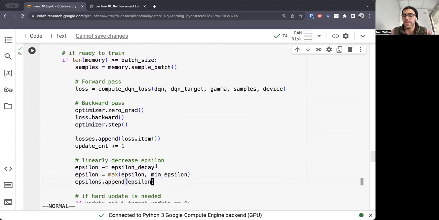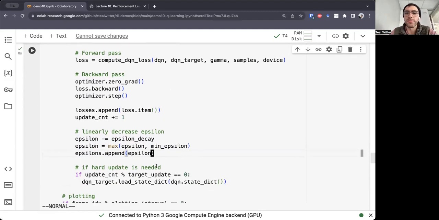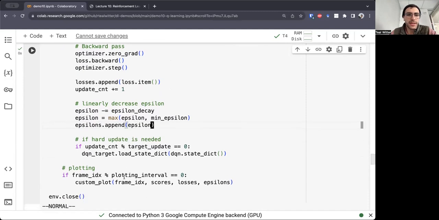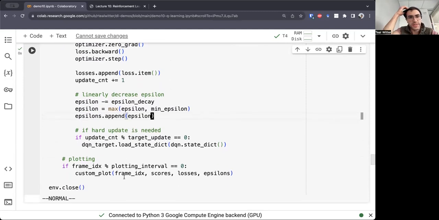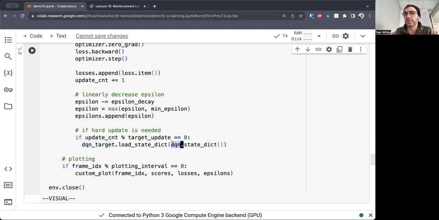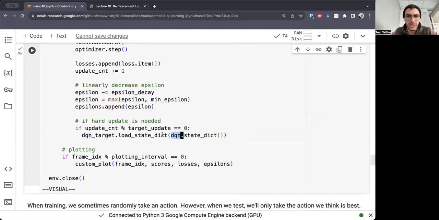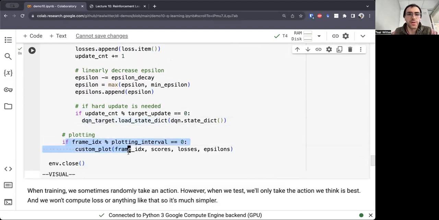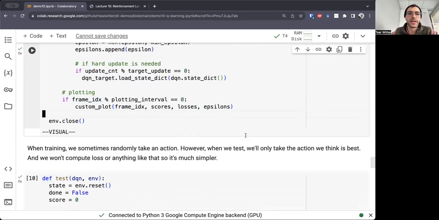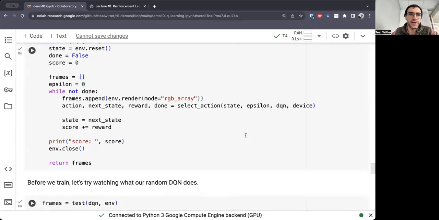So every time we learn a better Q value function, we'll decrease the amount of epsilon that we're using, or we're decreasing the amount of time that we're taking random actions. And then every once in a while we will update our DQN target, the second place the Q value function appears, with everything we've learned for our first Q value function, DQN. And then we'll also plot this every once in a while so that we can visualize this process as we go.